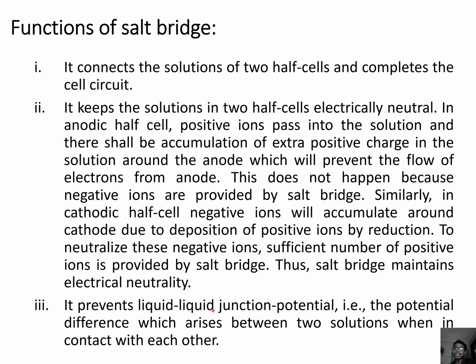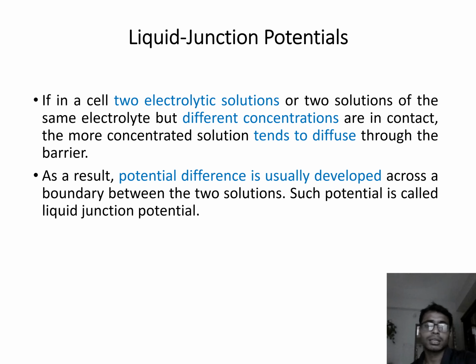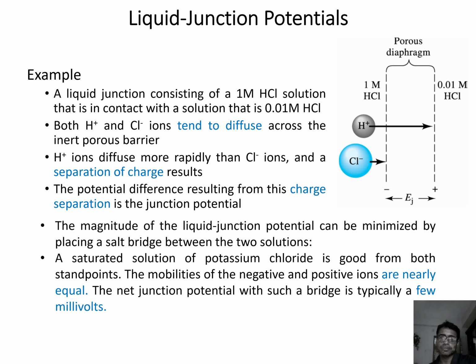It prevents liquid-liquid junction potential. We'll discuss in upcoming slides what liquid-liquid junction potential is. That is the potential difference which arises between two solutions when in contact with each other. So, liquid junction potential: if in a cell two electrolytic solutions, or two solutions of the same electrolyte but different concentration, are in contact, the more concentrated solution tends to diffuse through the barrier. As a result, a potential difference is usually developed across the boundary between the two solutions. Such a potential is called liquid junction potential.